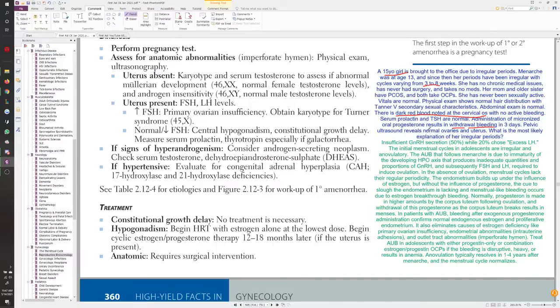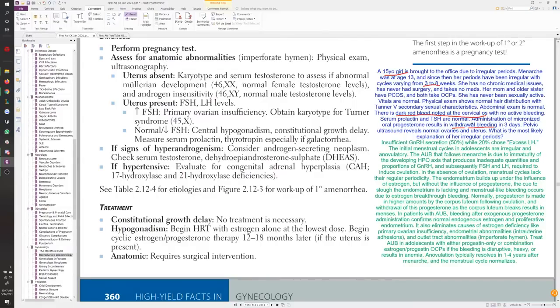Pelvic ultrasound reveals normal ovaries and uterus, so it is a girl because there is a uterus, and the ovaries are normal, so it's not PCOS. What is the most likely explanation of her irregular periods? Insufficient gonadotropin releasing hormone, and that's the only answer choice that's left. I'm not sure how somebody may have picked excess LH, but 20% of people chose that. There must be something that they were thinking, but it really isn't something that rings a bell to me at all.